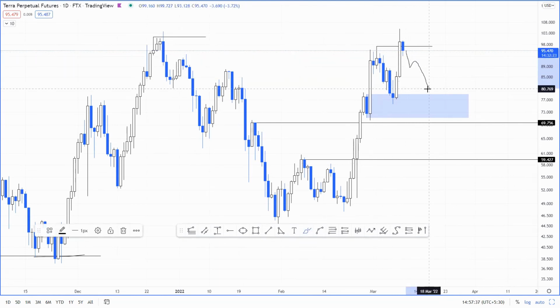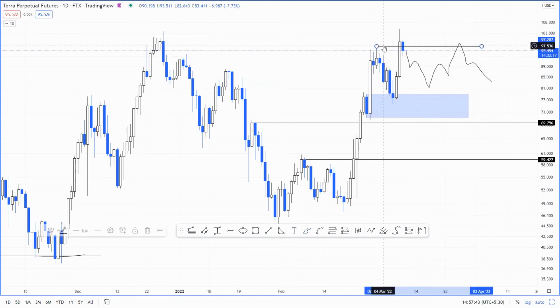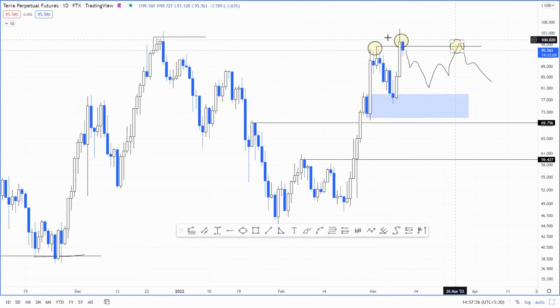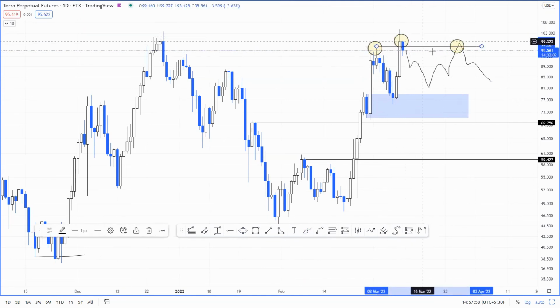Price comes down. Maybe it doesn't retest the demand zone, goes up, retests this level here again and forms a triple top. Price forms a swing high and then deviates above that swing high and then retests the swing high again, right? So this could be a possible scenario that could play out. So either way, I don't see much of an upside for Terra.